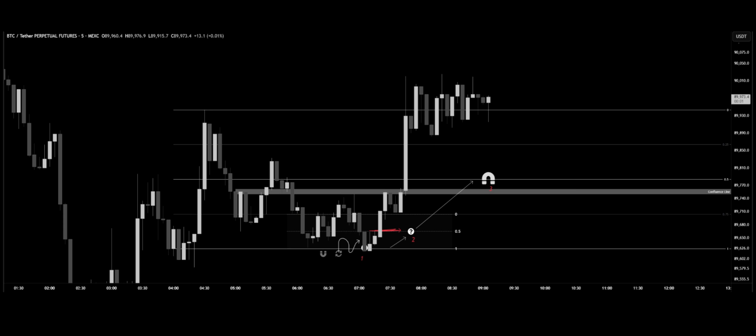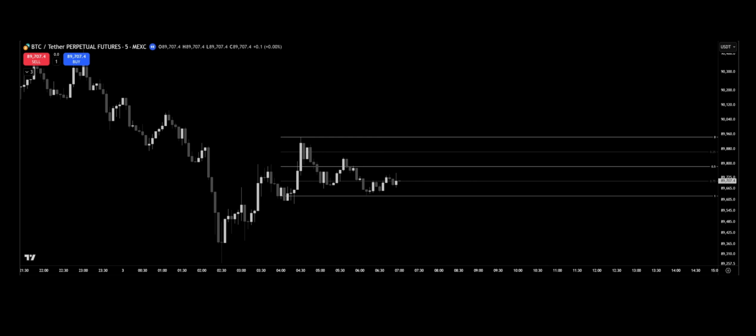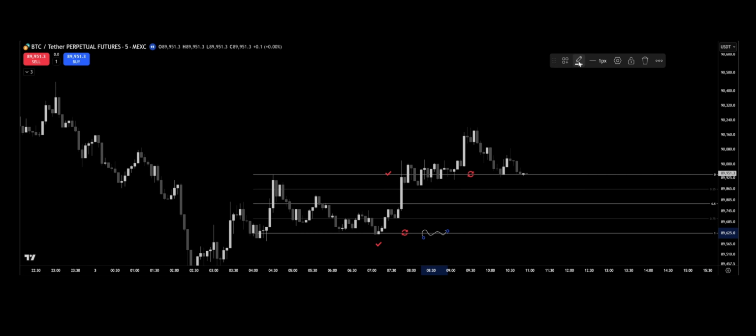Alright, this is how it ended. Price respected the hypothesis perfectly. Now, let's look at price movement, and understand how it behaved within the price range, and how it reacted to the current price discovery created by the hourly candle.